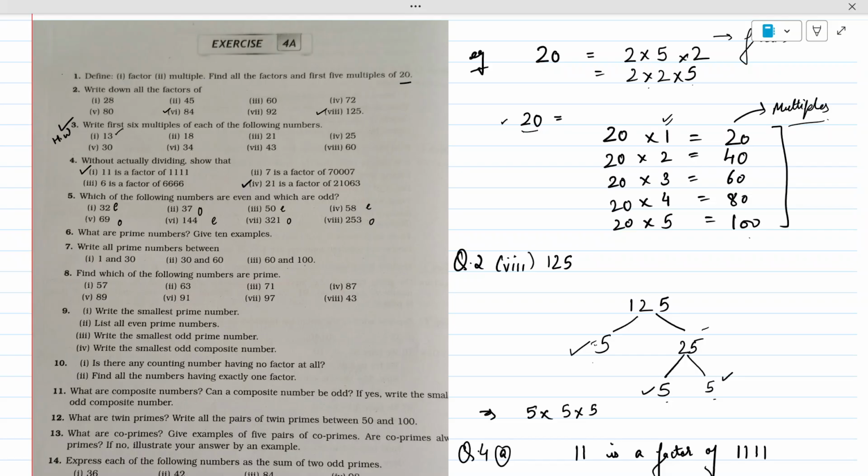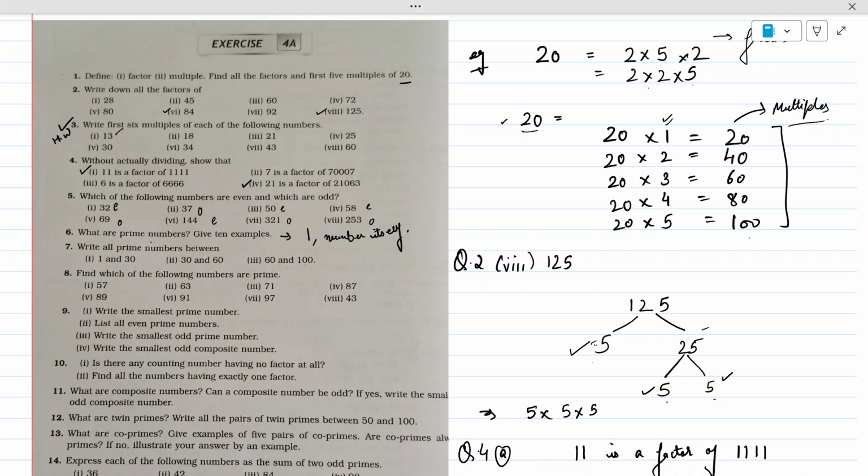Done. Next, what are prime numbers? Give 10 examples. So kids, we have done what prime numbers are. They are the numbers which are not a multiple of any number. They have only two factors, that is 1 and the number itself. It cannot be broken down into smaller numbers. It doesn't come in any table. And it always has two factors, 1 and the number itself.